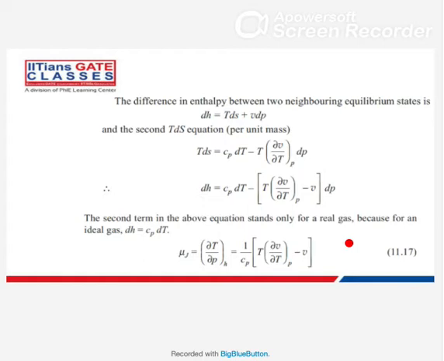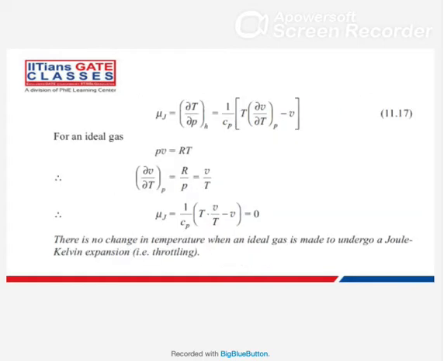Clear? So for ideal gas, this will be 0. So there is no temperature change when an ideal gas undergoes Joule-Kelvin expansion or throttling process. That's why, if it is ideal gas, for throttling, H1 is equal to H2.